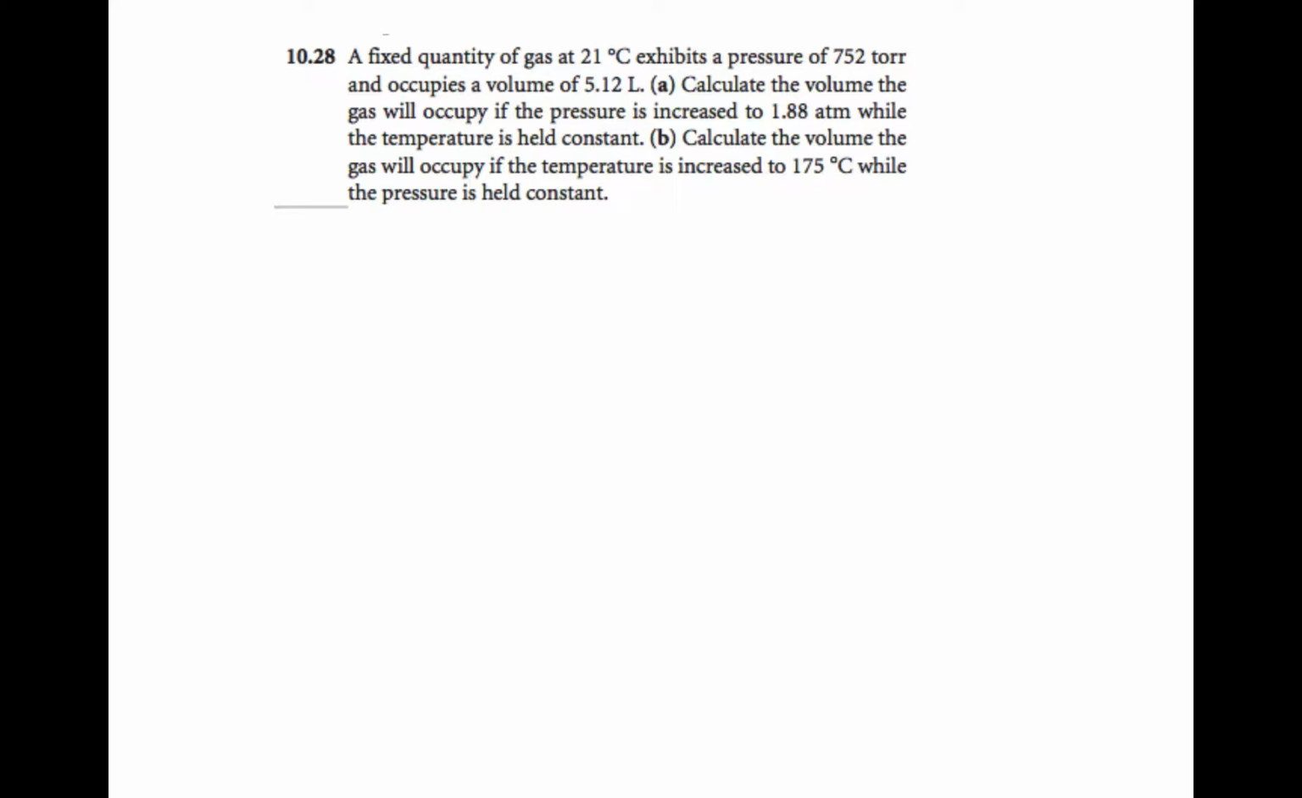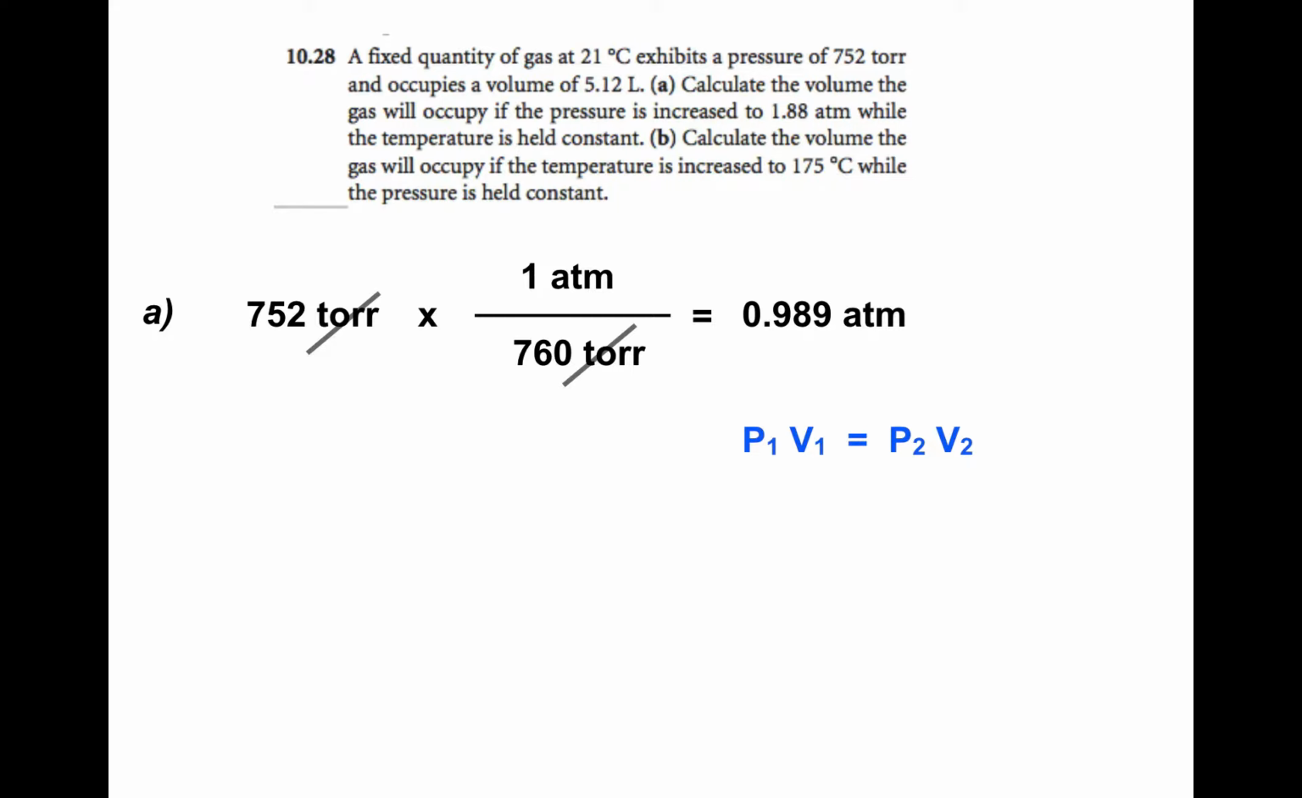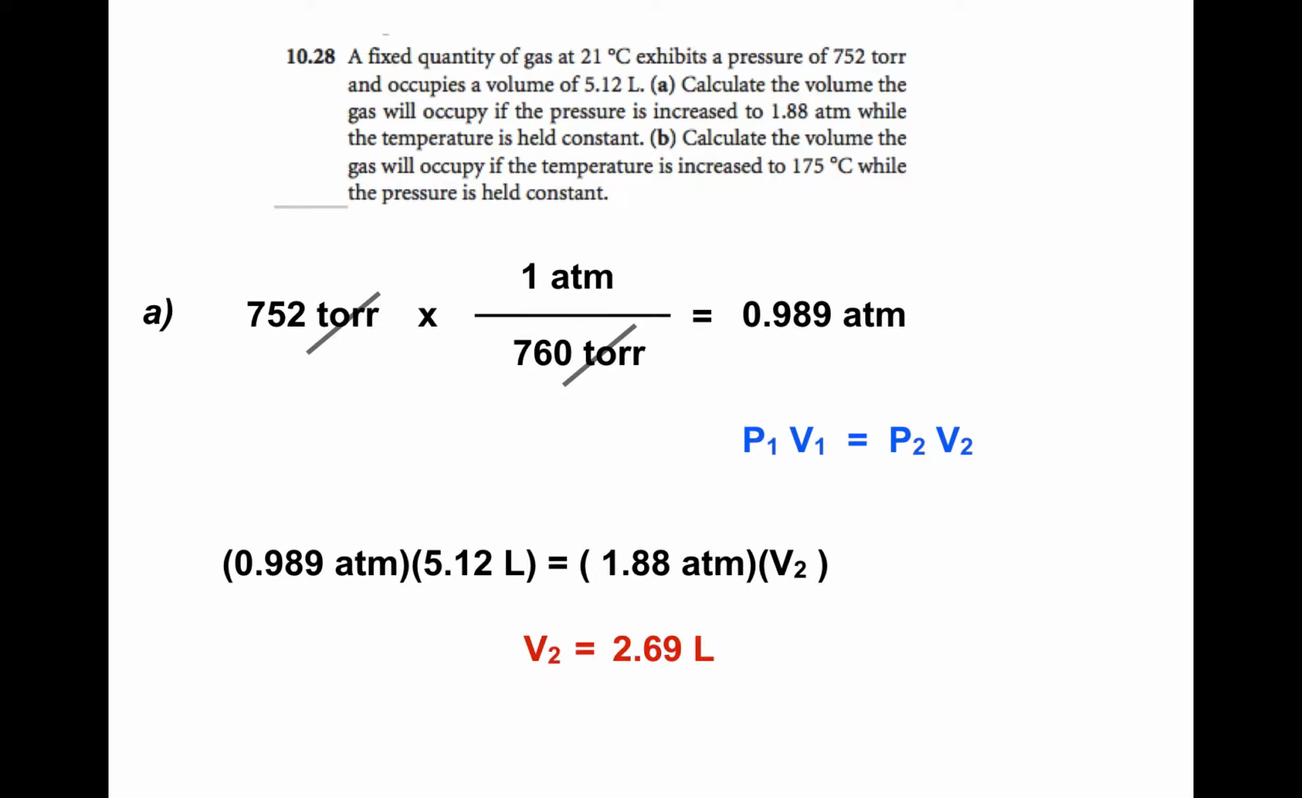Well, if the temperature is constant and we are changing the pressure, this is a Boyle's law problem. P1 V1 is equal to P2 V2. I've got an initial condition. The only thing I have to do is make sure the units are the same, right? So we're changing the pressure in atmospheres. So convert the initial pressure into atmospheres using the definition of torr, and plug into P1 V1 is equal to P2 V2. So if I divide both sides by 1.88 atmospheres, atmospheres cancels, and I get what the new volume is, right? The pressure increases, the volume decreases.